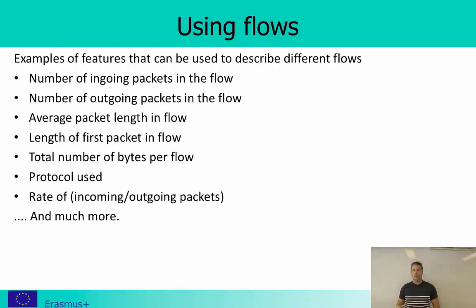So within the flow, we will then try to distinguish between a malicious flow and a non-malicious flow. And the statistics or the features that we can use to describe the different flows could be some of those that are listed here. So number of incoming packets, number of outgoing packets, average packet length of first packet, total number of bytes, protocol used, and so on.